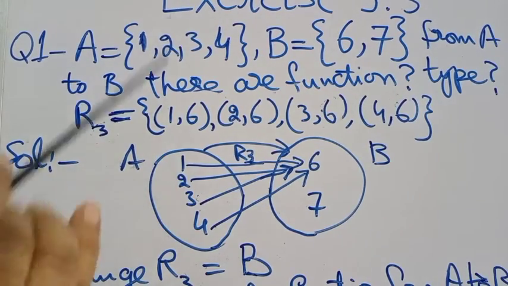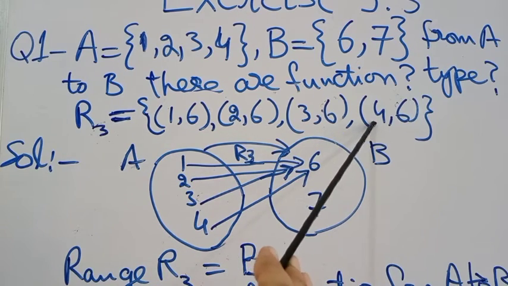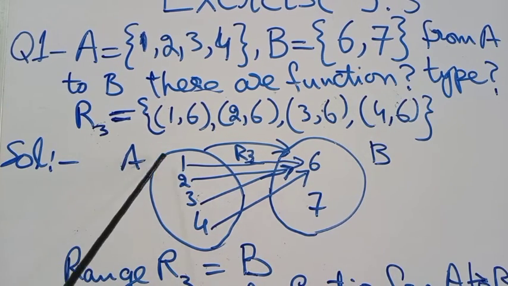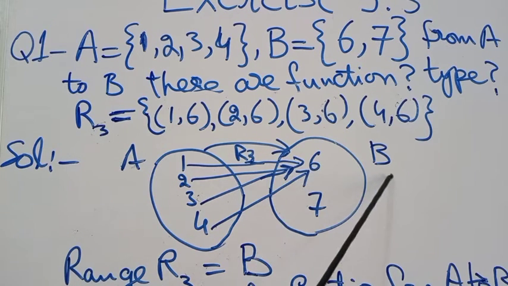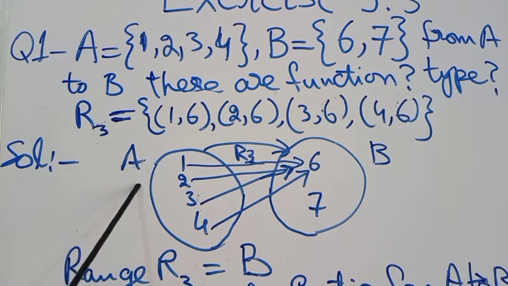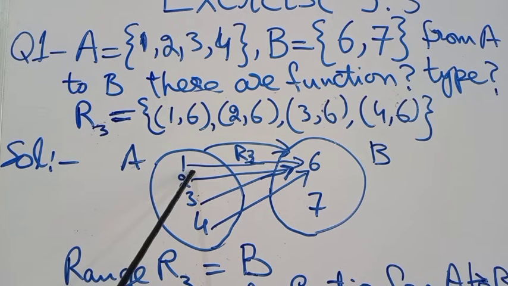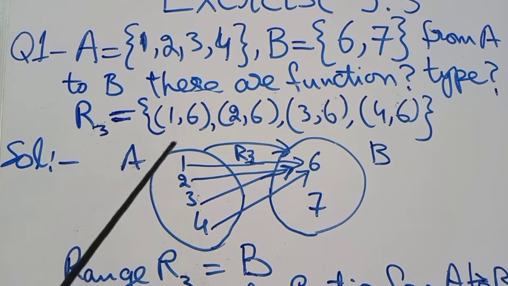In R3 we observe the first element (1, 6), second (2, 6), third (3, 6), fourth (4, 6). We observe that all elements of A map to only one element of set B. It means the domain of R3 is equal to set A, and there is no repetition, no element is pending, and every element has only one relation. It means it is a function.